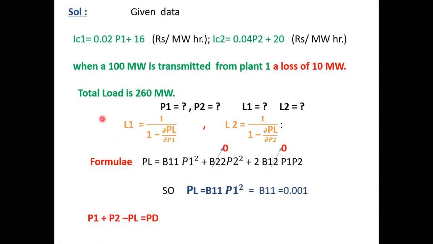So after that, one more point is there in the given data that is related to the load side. So when you have the load, how can we write the power balance equation? It is nothing but P1 plus P2 equals PD plus PL. So you can rewrite that equation as P1 plus P2 minus PL equals PD. We know the PD value. So what is the value of PD? 260 megawatts. And we know the PL expression, which is B11 into P1 square. And the B11 value, just now we got, is 0.001.